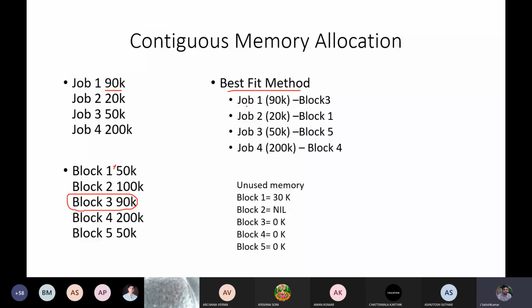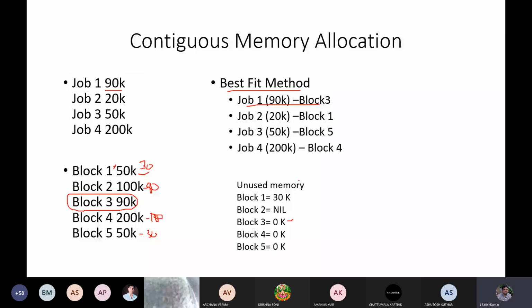And unused space in block 3 is 0 kilobytes. Job 2 will likewise search. The unused space here is 30K. The unused space for block 2 of job 2 is 80K here. If you allocate here for block 4, this is 180K. Then here also, this is 30K. So you can allocate in block 1 or block 5. So job 2 takes block 1. The unused space is 30K.